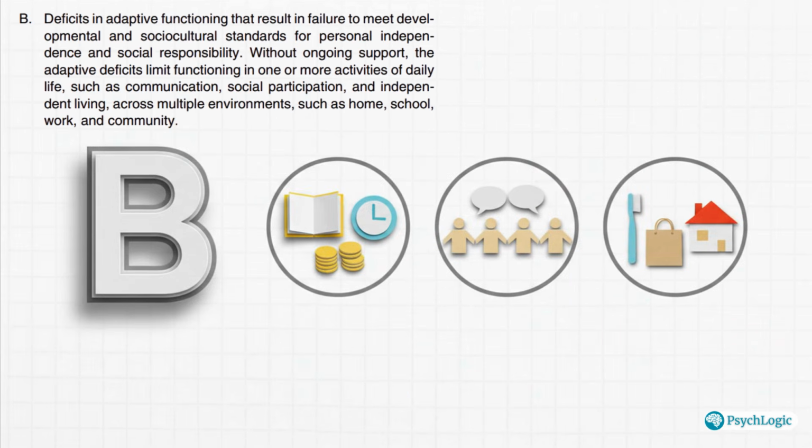Next is Criterion B, and honestly, this is where the DSM-5 made a really important shift. This part looks at adaptive functioning, basically how well a person handles the demands of everyday life compared to others their age. It's broken down into 3 areas: conceptual skills like money and time, social skills, and practical skills like personal care. This is where you see the real-world impact.